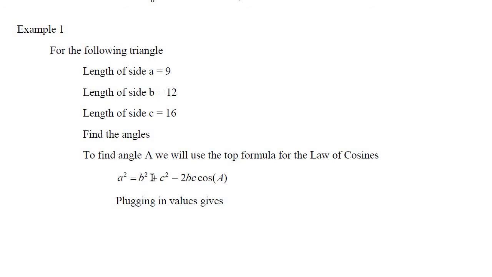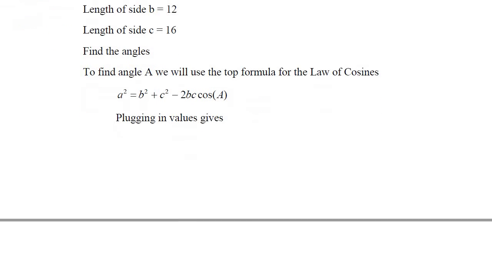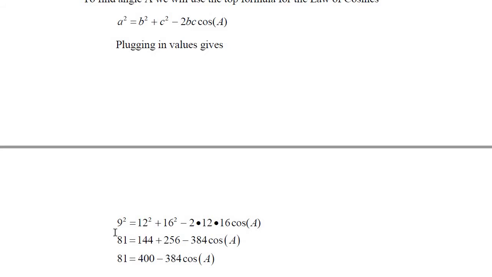a squared is equal to b squared plus c squared minus 2 times b times c times the cosine of A. Plugging in our values, that gives us 9 squared is equal to 12 squared plus 16 squared minus 2 times 12 times 16 times the cosine of A, which gives us 81 is equal to 144 plus 256 minus 384 times the cosine of A. 144 plus 256 gives me 400.